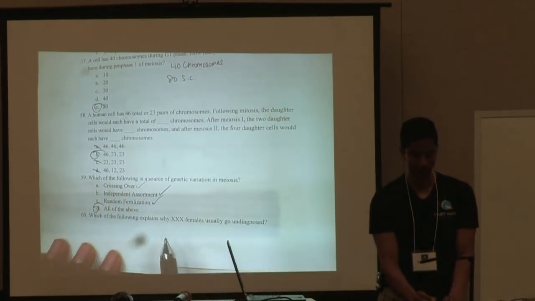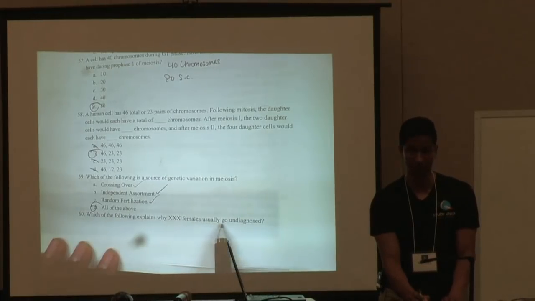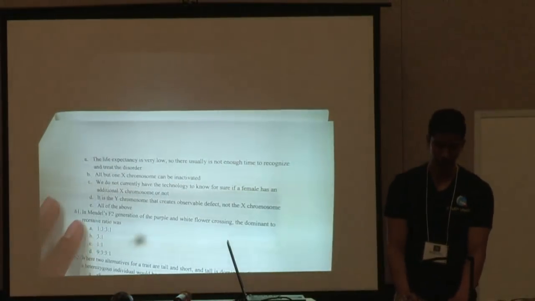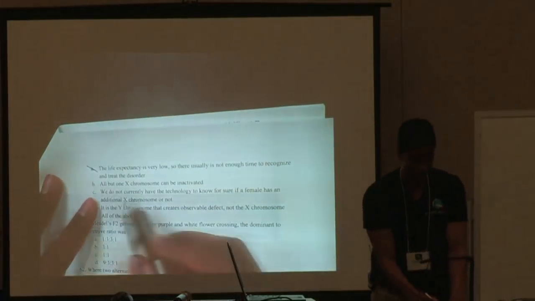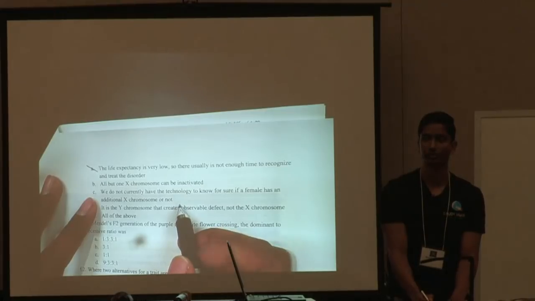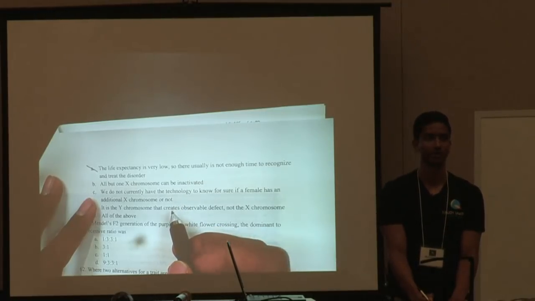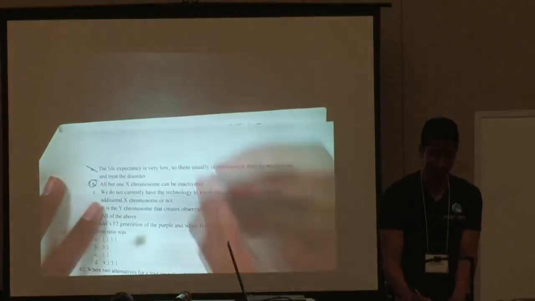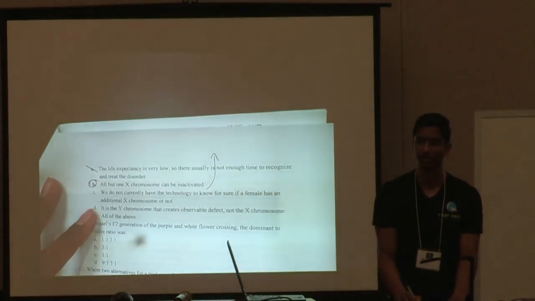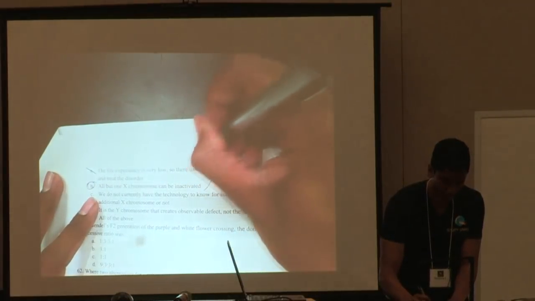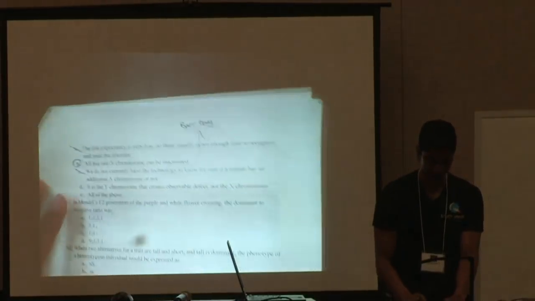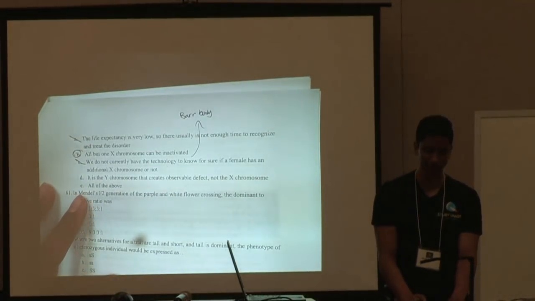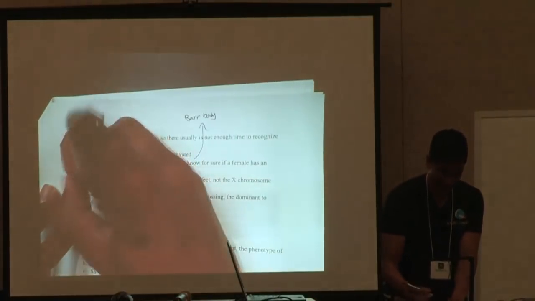All right, which of the following explains why XXX females usually go undiagnosed? So is their life expectancy very low? No, not really. All but one X chromosome can be inactivated? Yes, right? What are those inactivated chromosomes called? Bar body, right? We don't have the technology. No, we do. It's the Y chromosome that creates the observable defect. No. And nope.